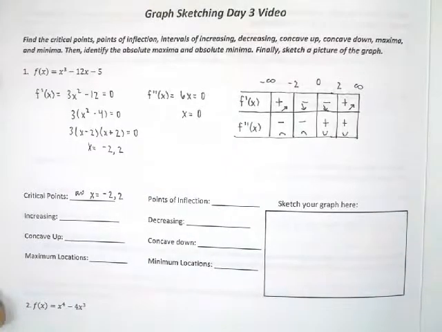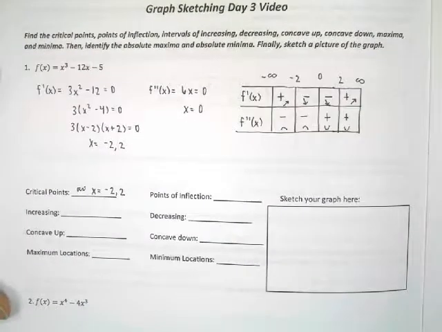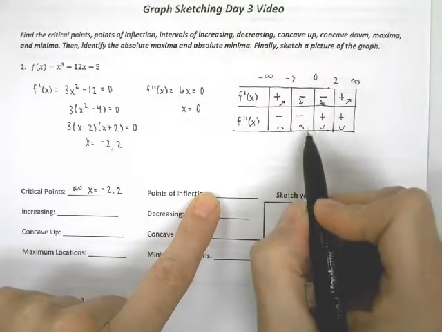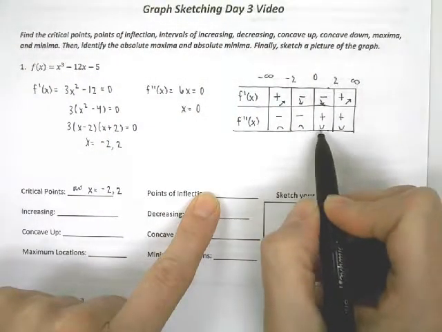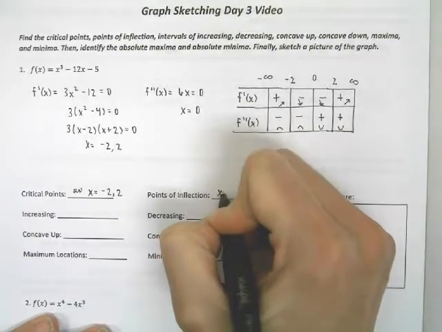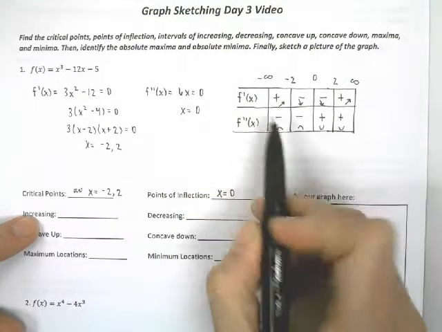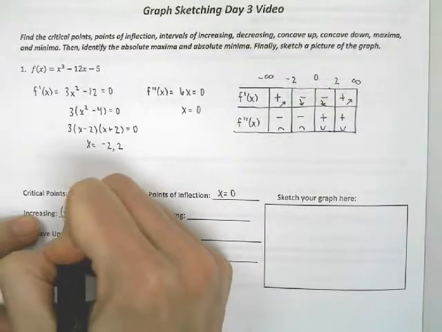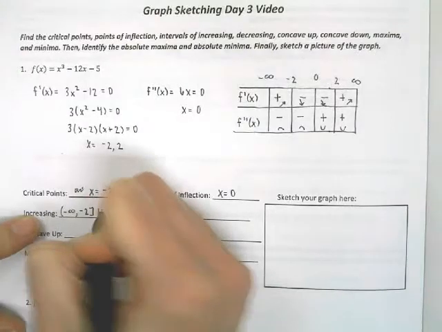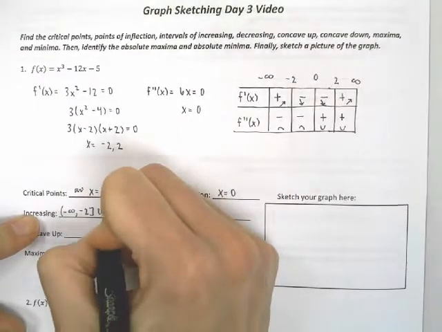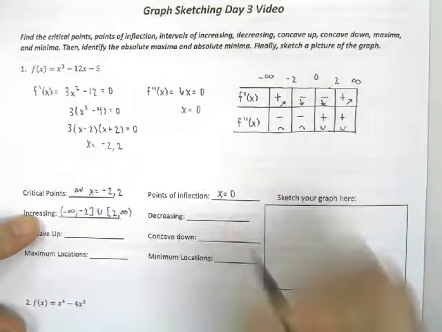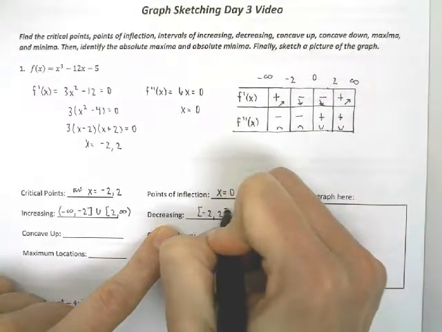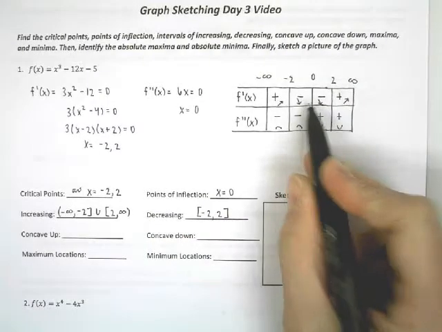So before we start trying to sketch this, let's figure out what's going on here. For points of inflection, at x equals 0, I do change signs, my concavity. So I know I have a point of inflection at x equals 0. I'm increasing where my first derivative is positive, so from -infinity to -2, and from 2 to infinity. I'm going to be decreasing where my first derivative is negative, so from -2 to 2.